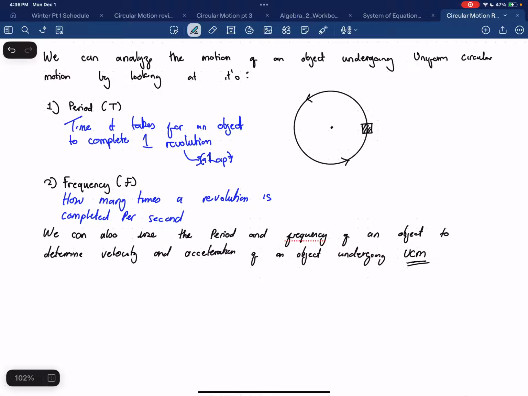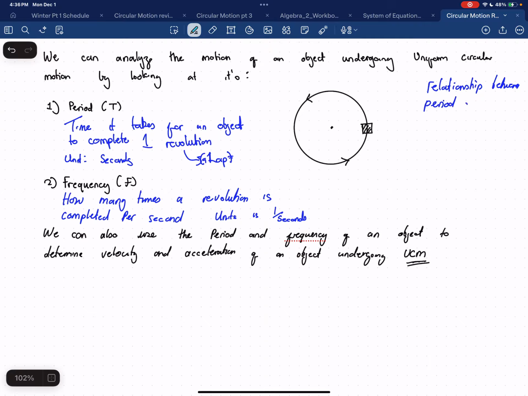One more thing to know about these quantities that we've just talked about is their units. So the unit for period is seconds, and the unit for frequency is 1/seconds. All right, and then period and frequency have an important relationship that you should know about. The relationship between period and frequency.